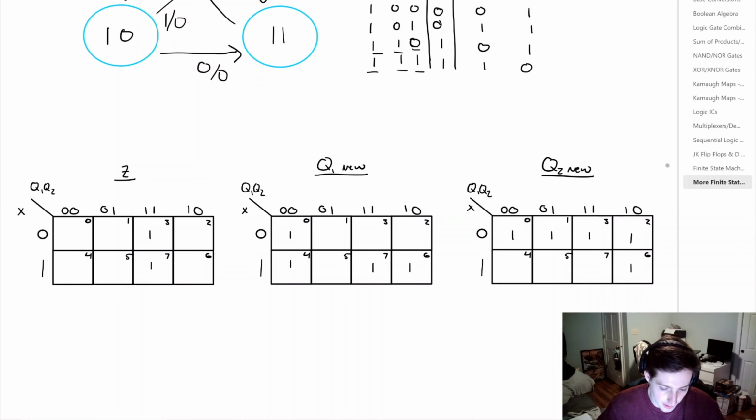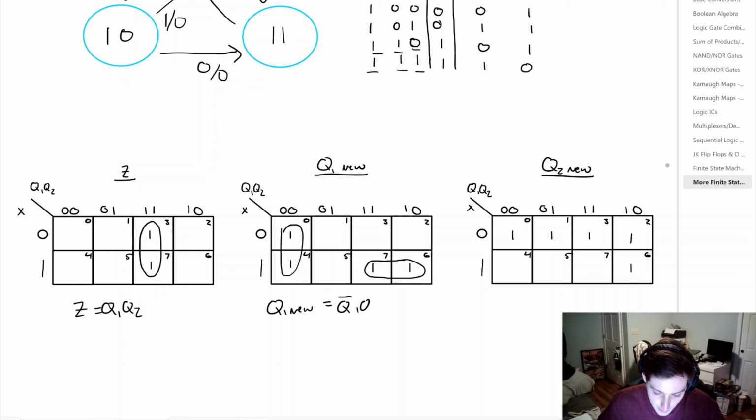We can fill out the other K-maps to have the following tables. What we can do is then have our groupings. If we look at Z, we simply get that Z is equal to Q1 times Q2. For Q1 new, we get Q1 new is equal to Q1 bar Q2 bar plus X Q1. And for Q2 new, we get this grouping of these four, plus these two, which is equal to X bar plus Q1 times Q2 bar.